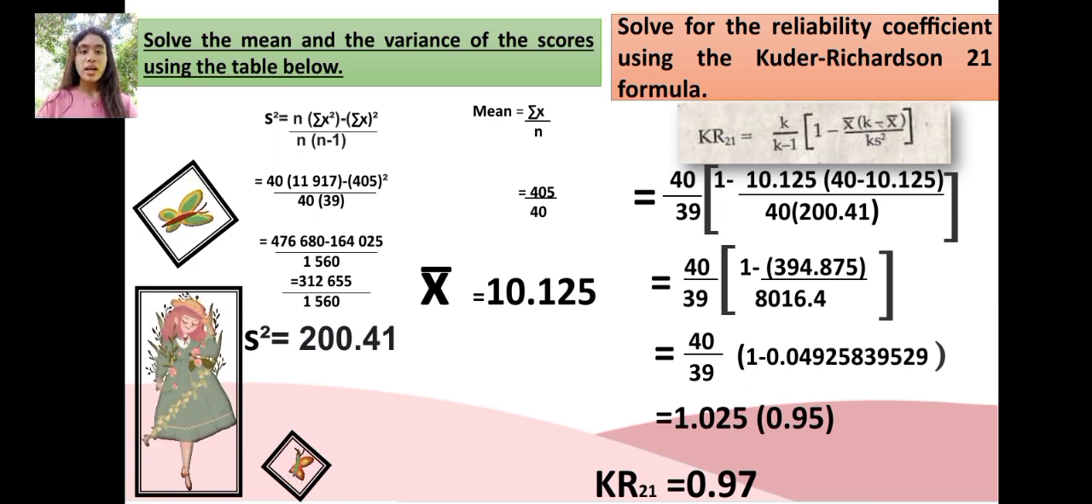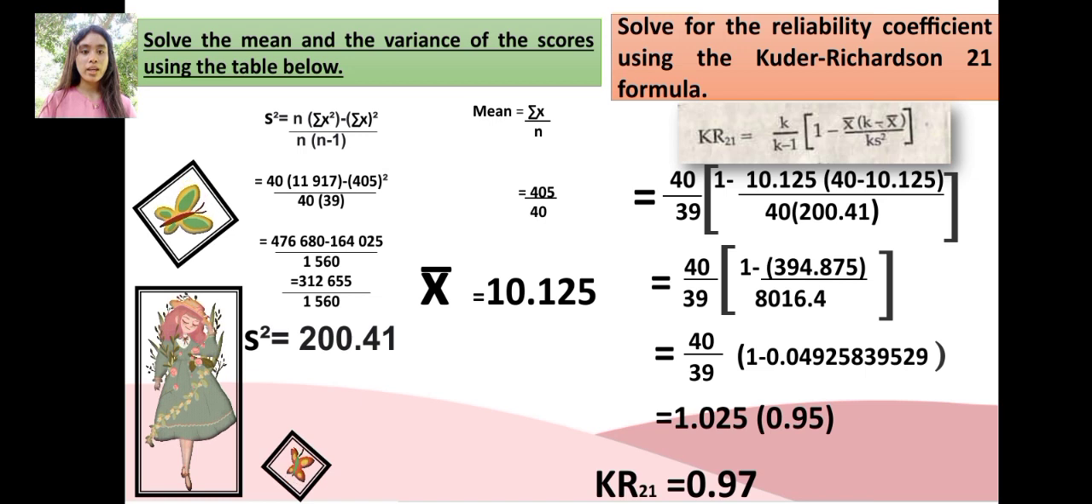Then copy the negative sign. Let's proceed to summation of x: 405 times 405 is equal to 164,025. And then 40 times 39 is 1,560. Now we are going to subtract these two: 476,680 minus 164,025 is equal to 312,655. Are you following? Then we just bring down the 1,560.